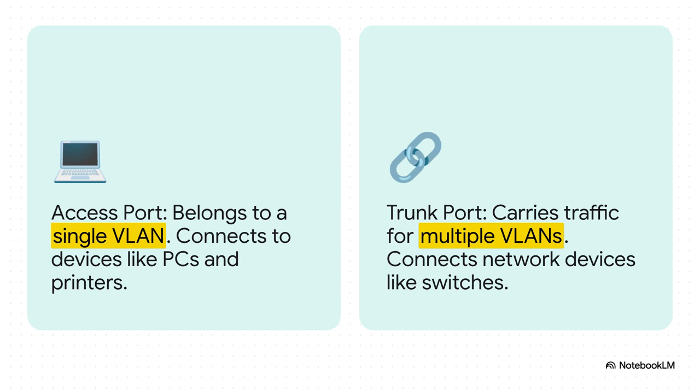That's it. Then you have the trunk port. Think of this as the superhighway connecting your network gear, like linking one switch to another. Its job is to carry the traffic from multiple VLANs all at the same time. And it does this by adding a special little identifier, a tag, to every packet of data so it knows where it's supposed to go.